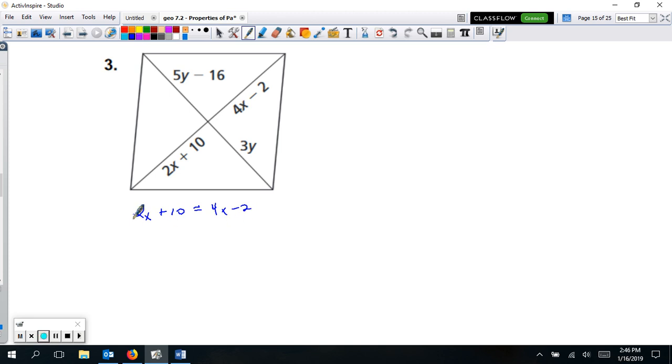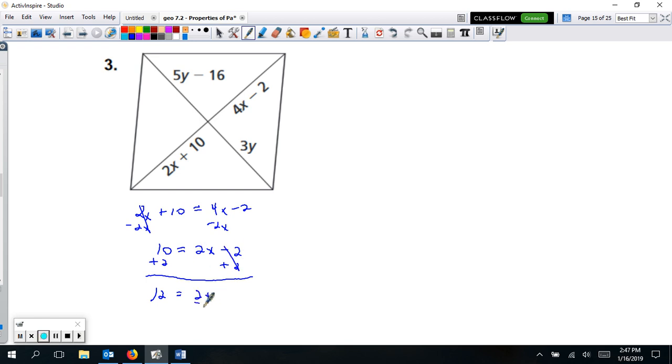And so we'll start with subtracting 2x. Let's do that. Get the x's by themselves. And so cancel there. 10 is equal to 2x now. 4x minus 2x. And then we'll add 2 to the other side. Let's add 2 here. So that gives us 12 now on this side is equal to, these cancel, 2x on here.